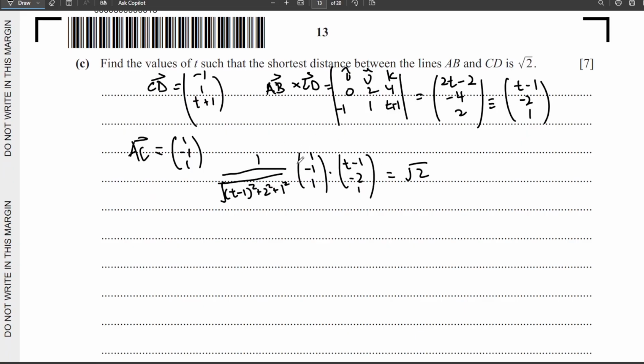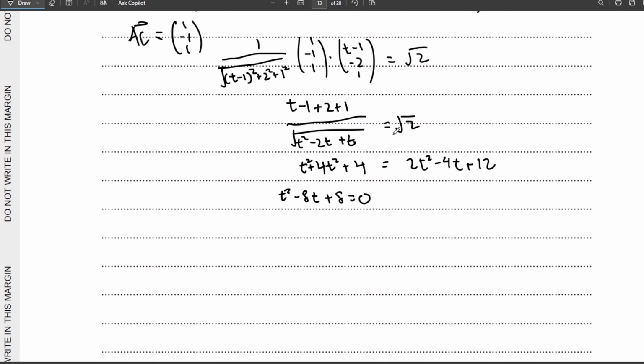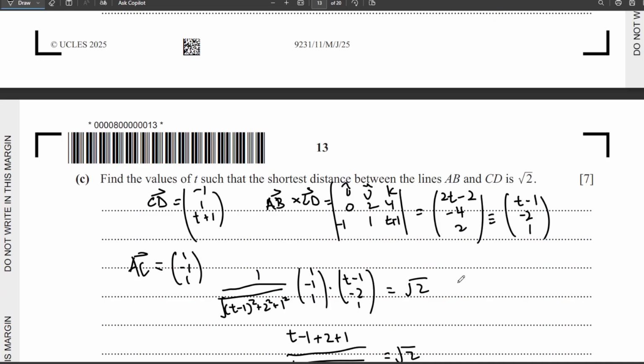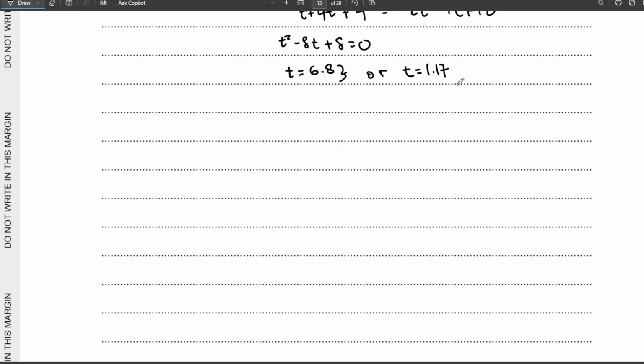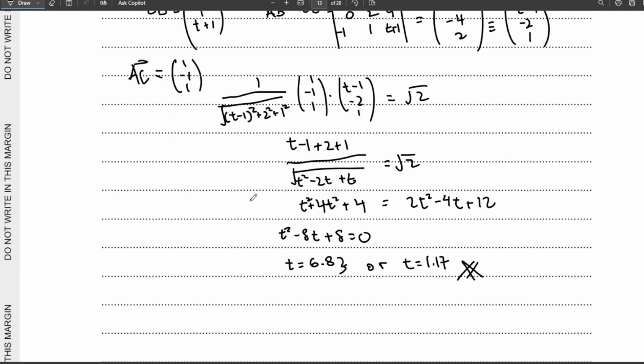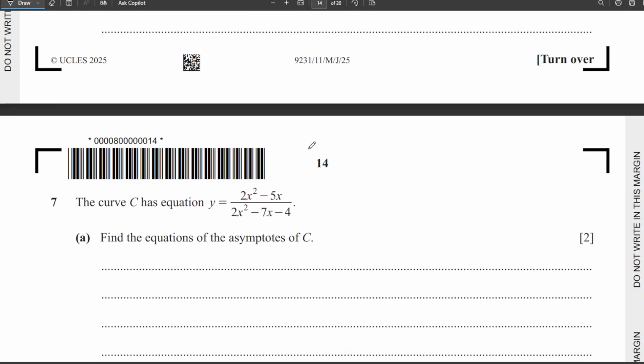The dot product for column vectors you just multiply horizontally. You should be able to get this quadratic expression. This equation won't be factorable, so you can use your calculator or the quadratic formula to get the two values of t: 6.83 or 1.17. Is there any restriction? No restriction on t, as long as it's not -2, which they are not. So these will be our two final answers. I think that's the entire question 6. Thanks for watching.